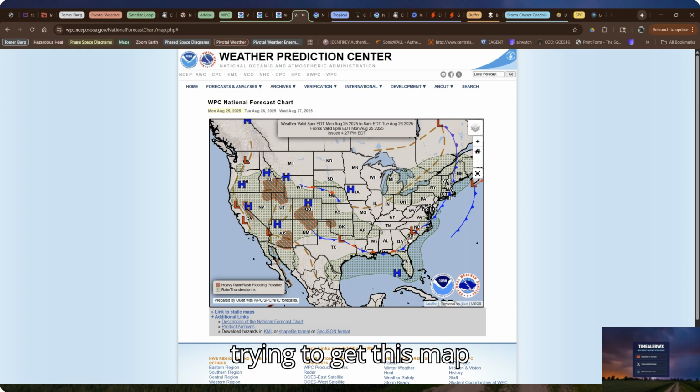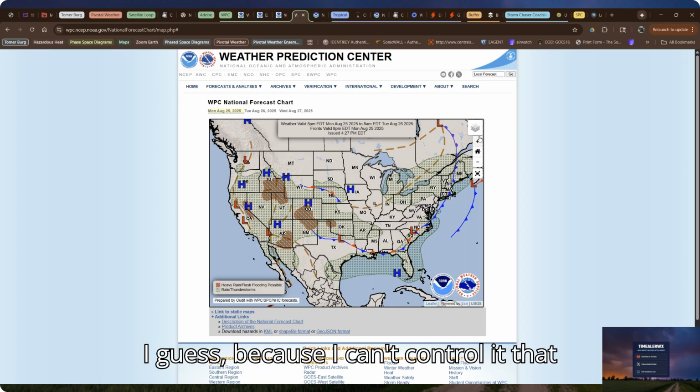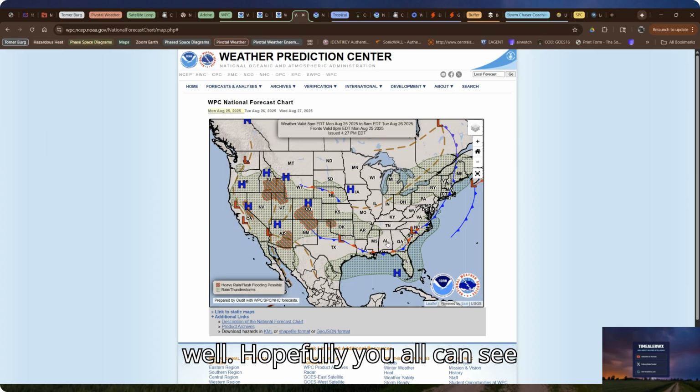I'm trying to get this map situated here. I'm going to have to make it a little bit smaller, I guess, because I can't control it that well. Hopefully, y'all can see this okay.